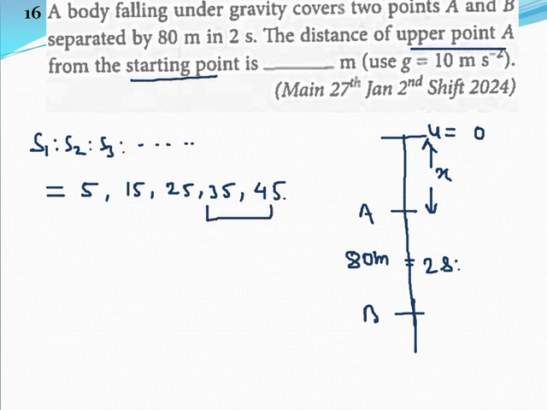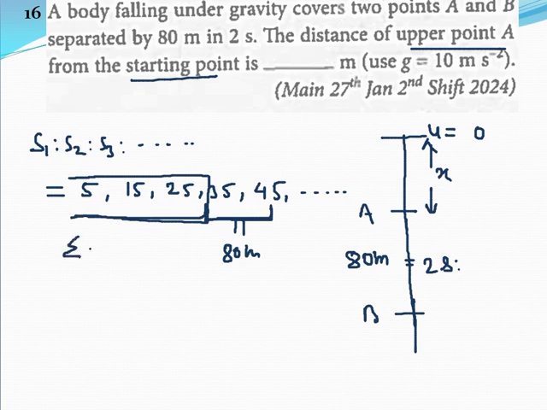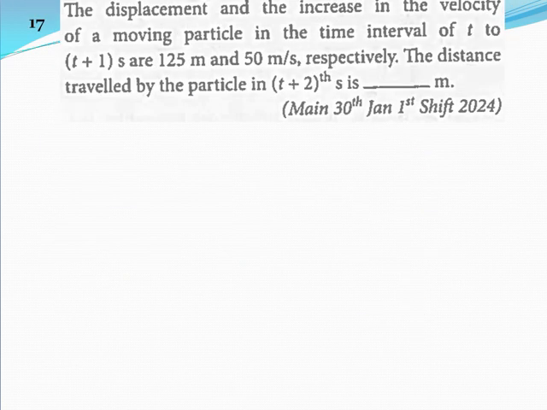If we go further, you can continue the sequence, but it is not required here, because we have to see the successive 2 seconds where it covers the 80 meters. If we add these two, we get 80 meters. Before reaching this point, the particle has covered how much distance? Adding up all these values, 15 plus 5, 20, 20 plus 25, that is 45 meters. This was the answer. This is a shortcut method. We can also solve this question with the proper method, but it is not required actually.